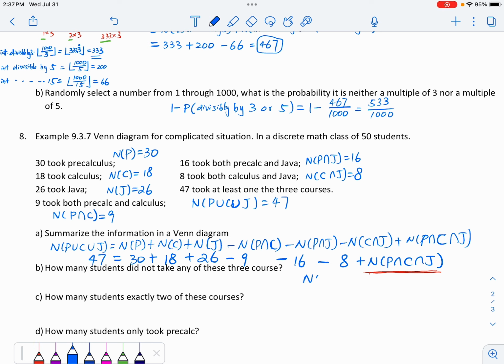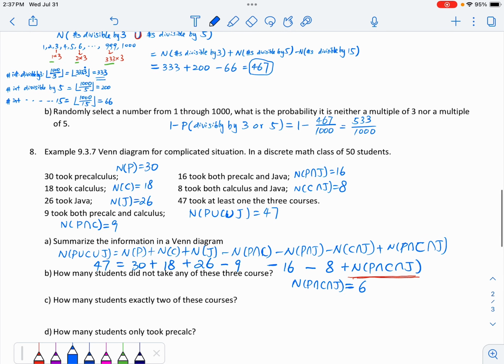With a little algebra, we should be able to find the intersection of P, C, and J. So 48 plus 26, which is 74. 74 minus 9, which is 65. 65 minus 16 is 49. 49 minus 8, which is 41, right? 41. So here this is 47. 47 minus 41, which is 6. So we have 6.